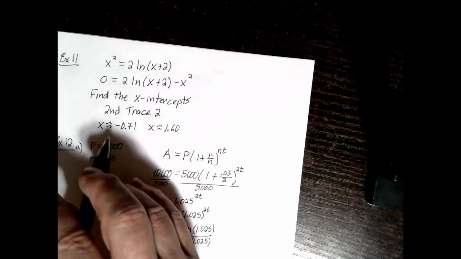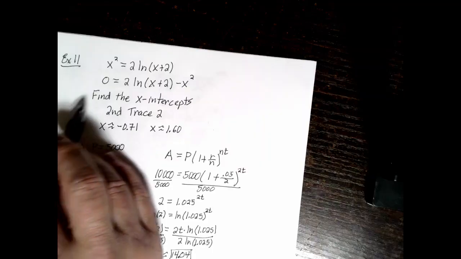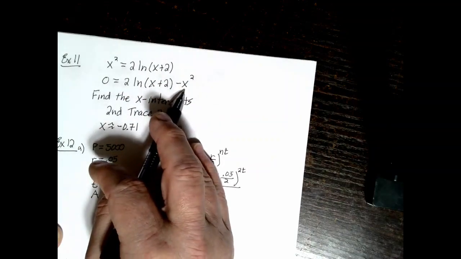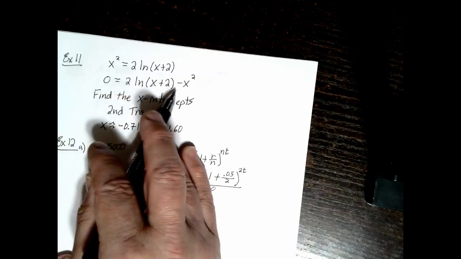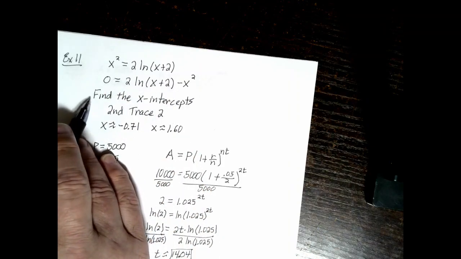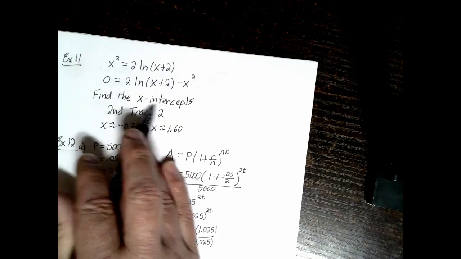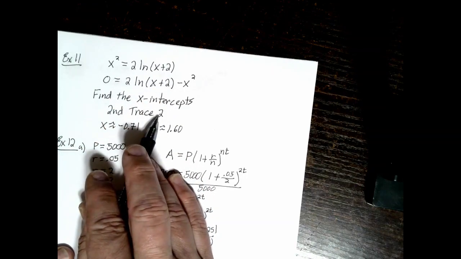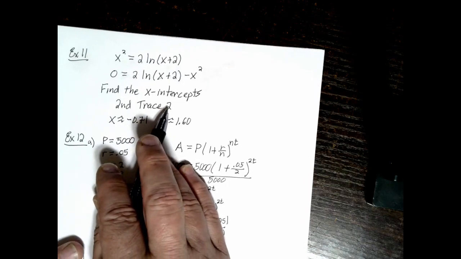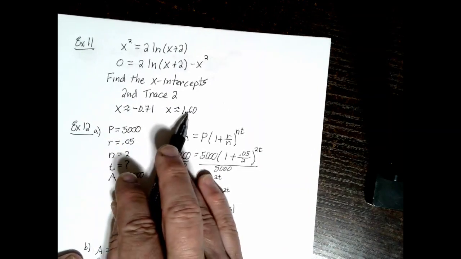Okay, now this one, if you bring the x squared over here, it becomes subtract x squared. And now if you graph y equals this, you're just looking for the x-intercepts, places where this thing equals 0. So when you graph this, just do second trace 2, and that will help you to find the x-intercepts. And there happen to be 2 of them.